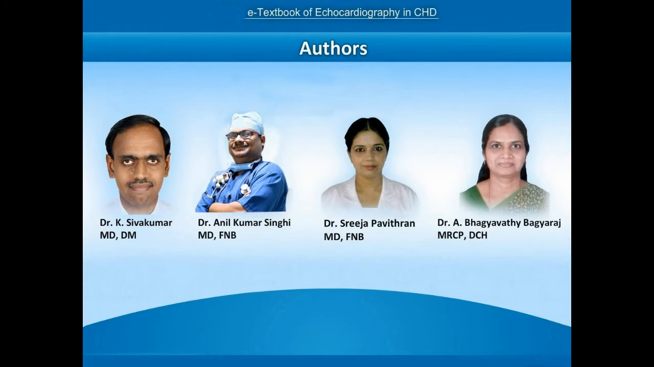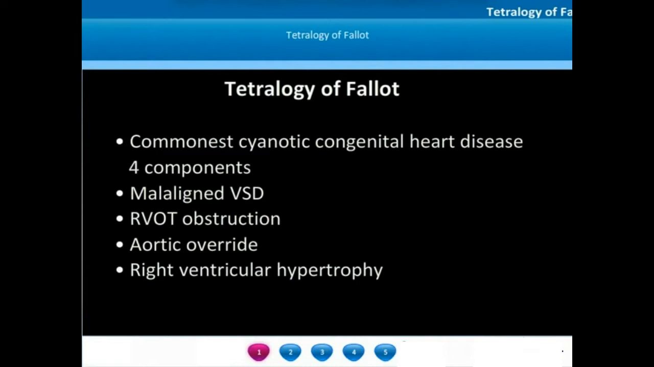Welcome to the e-textbook of echocardiography. In this module, we are going to discuss one of the commonest cyanotic congenital heart diseases, tetralogy of Fallot. It comprises four components: a malaligned ventricular septal defect, right ventricular outflow tract obstruction at various levels, aortic override, and right ventricular hypertrophy.